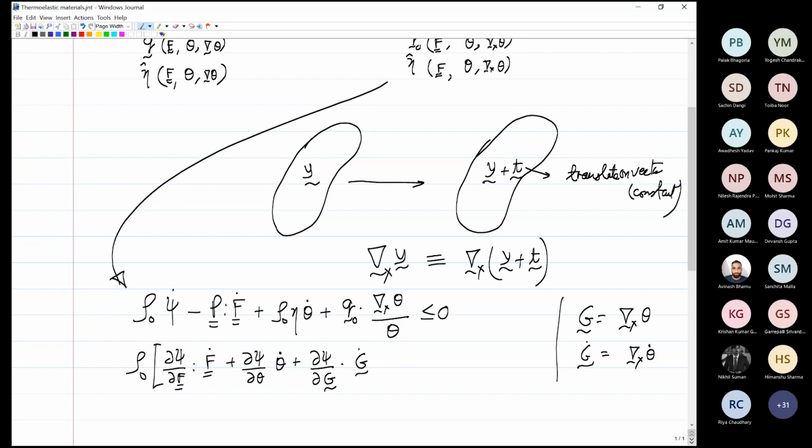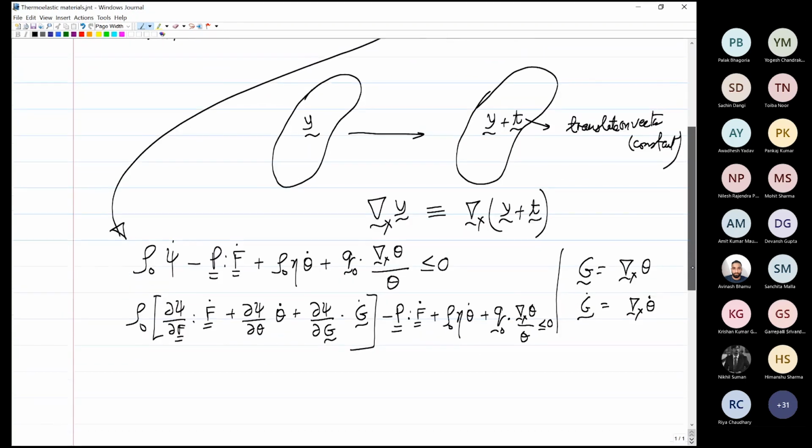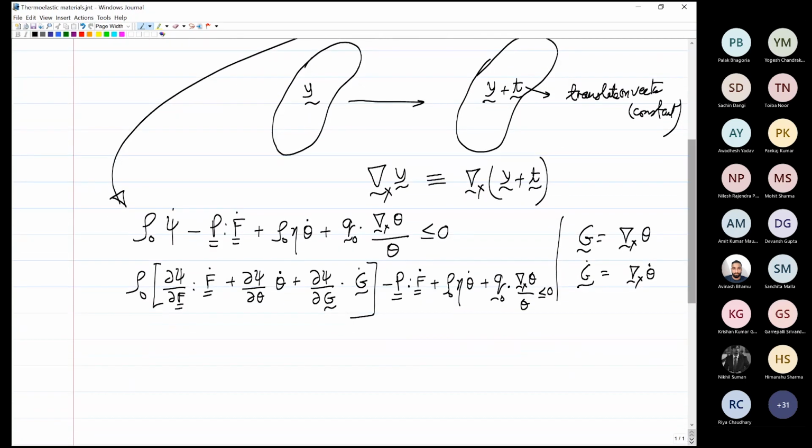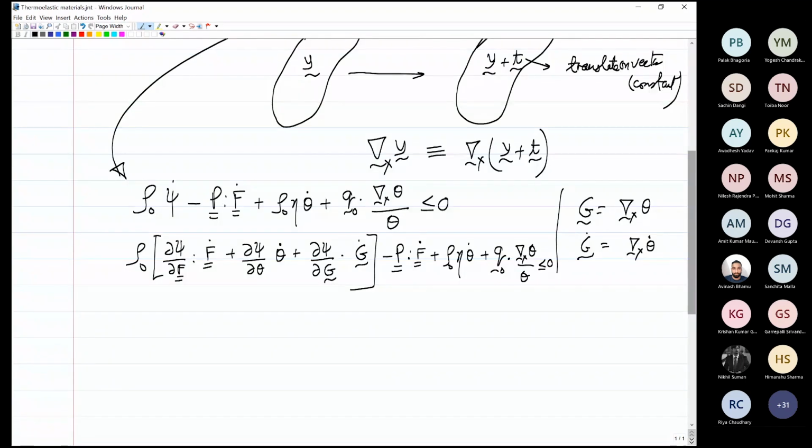And then you have the remaining things: minus P double contraction F dot plus rho naught eta theta dot plus Q naught dot grad x theta divided by theta, less than or equal to 0. Okay, this has to be satisfied for all thermodynamic processes. So it's going to put a very strong restriction on the constitutive form, as you will see. And you have seen some of it yesterday also.